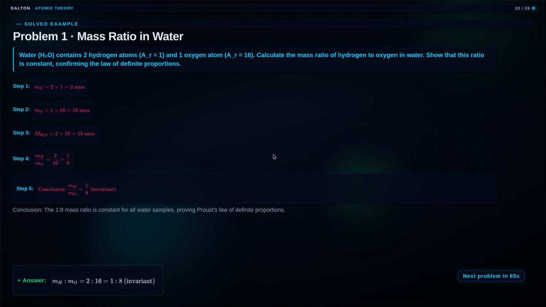Step 5. In 1 gram of hydrogen, we find 8 grams of oxygen. The ratio is invariant. Conclusion: The 1:8 mass ratio is constant for all water samples, proving Proust's law of definite proportions.